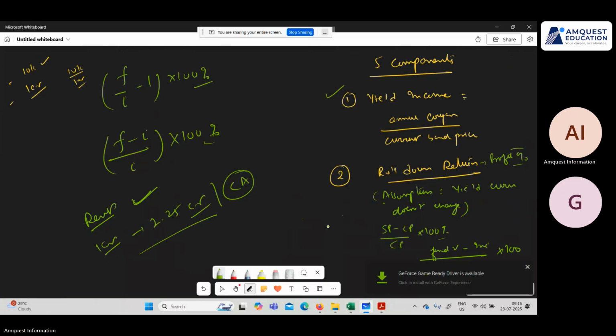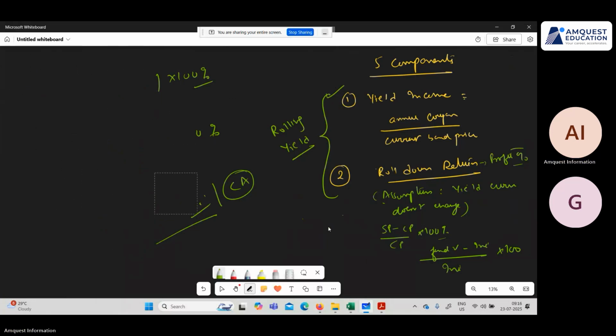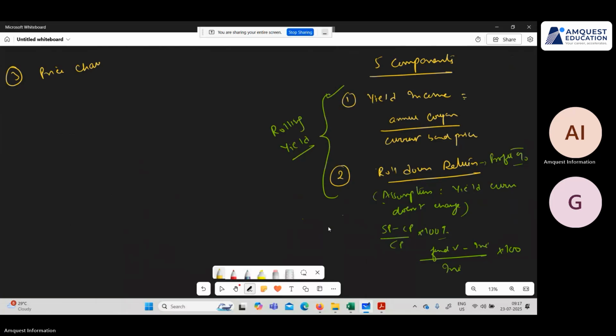Is it clear now? And this together, 1 plus 2, is called rolling yield. My yield income plus my roll down return together is called rolling yield. The third one that they talk about is your price change due to change in yield.